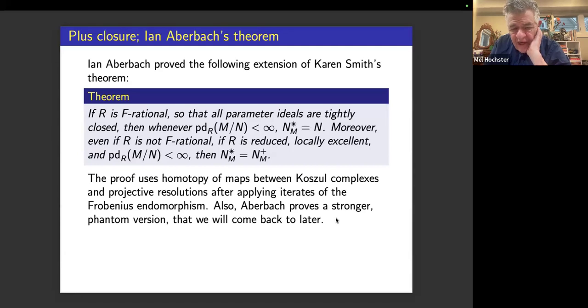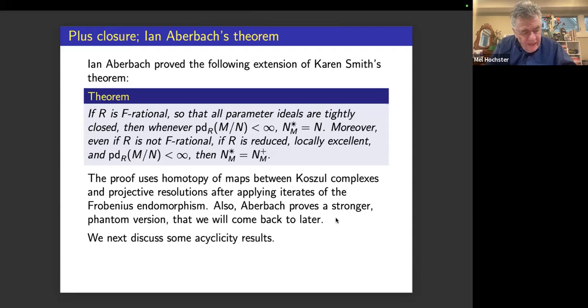We're going to use the embedding theorem to give proofs that aren't so closely linked to the use of the Frobenius, where the work comes in proving the embedding theorem, and then the proofs become extremely easy, actually. So I want to talk about some acyclicity results.